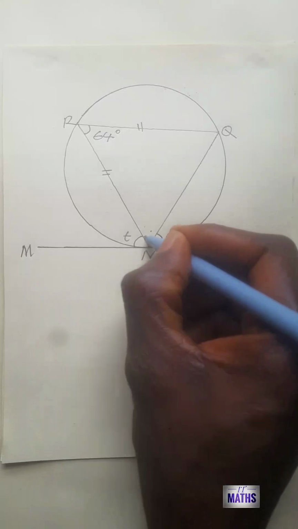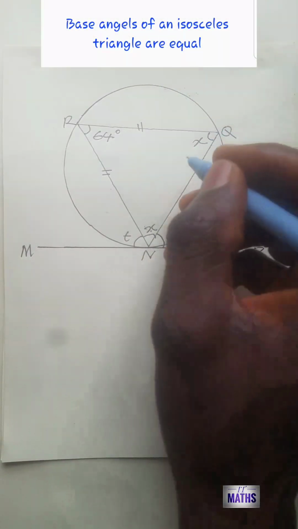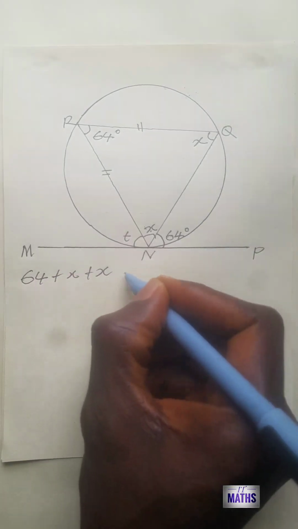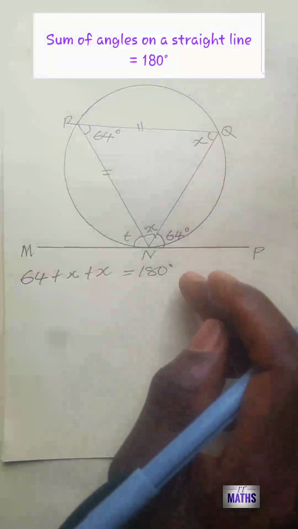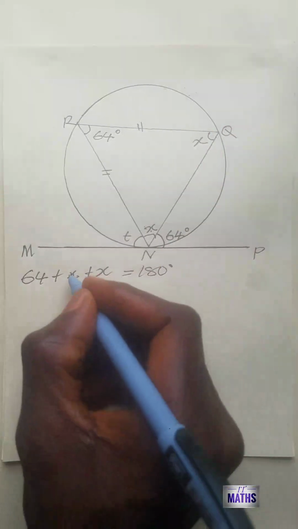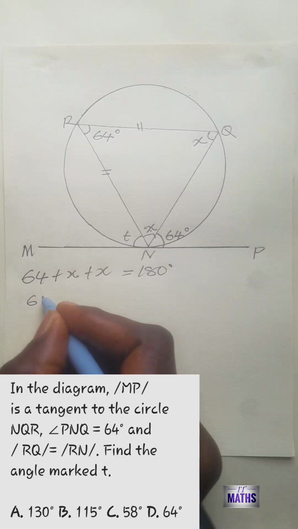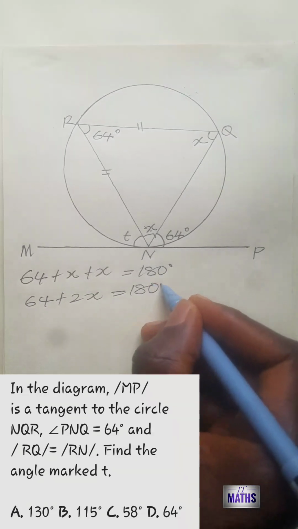So I can call this x. This has to be x too because it's an isosceles triangle. So I can say 64 plus x plus x is equal to 180 degrees. Why is it so? Sum of angles in a triangle. You need to write it if it's theory where working is needed. So this is 64 plus 2x, that's x plus x, equals 180 degrees.